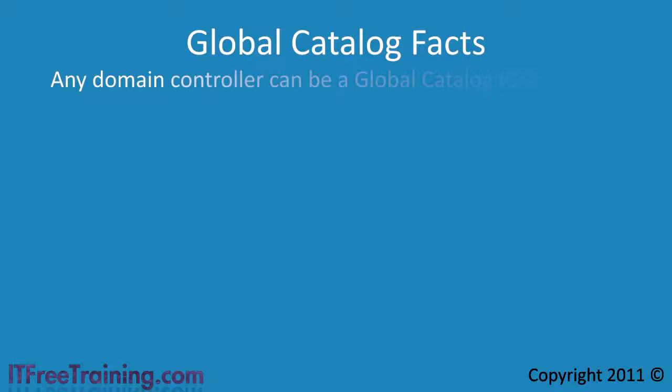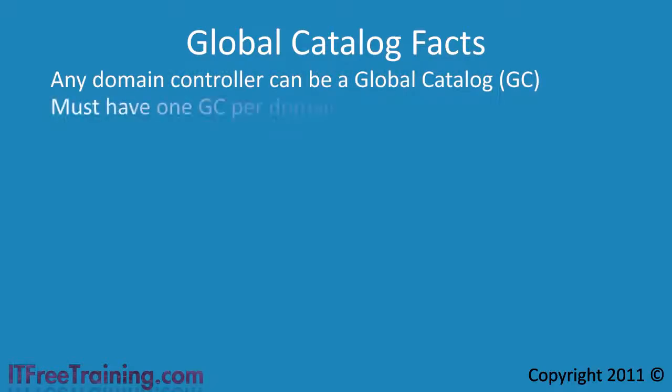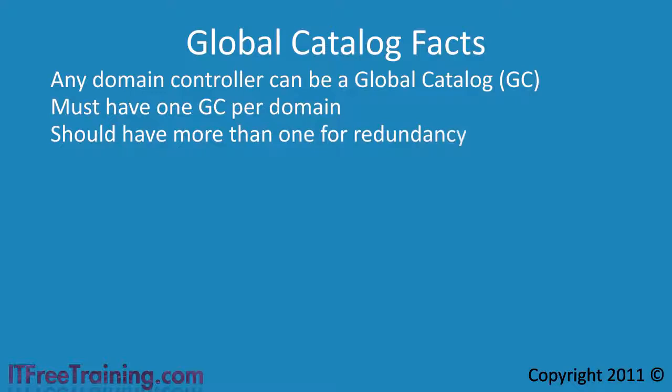Any domain controller can be a global catalog server. In each domain, you should have at least one global catalog server. If you have a large enough domain, you should also have additional global catalog servers for redundancy reasons. Losing your only global catalog server in your domain can cause problems. As long as you have one global catalog server, you can always make more domain controllers global catalog servers.